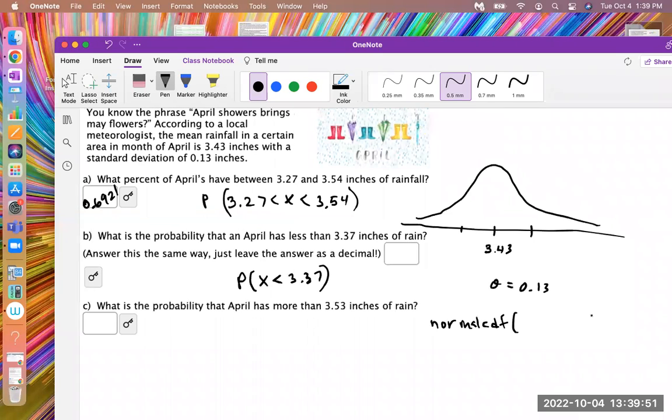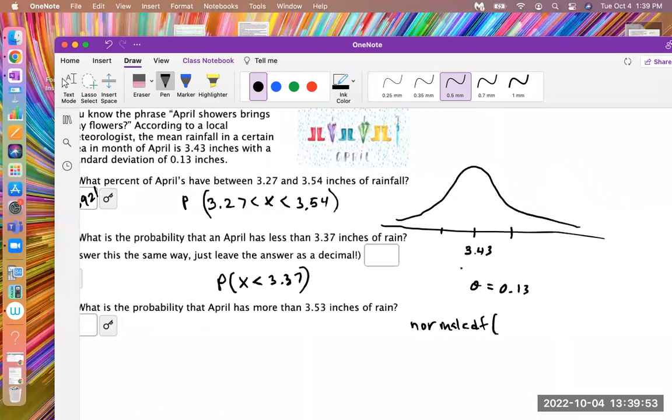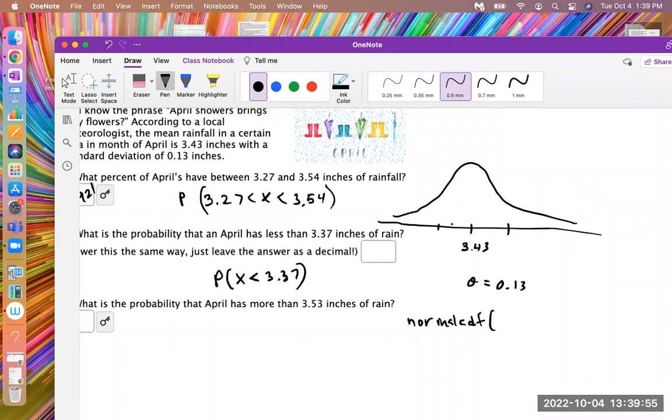And if you were doing this on your TI-84, first we would draw the picture. So 3.37 is a little bit over here to the left of the mean, and it's smaller than 3.43. The probability that it's less than 3.37 covers the numbers to the left here. So the shading starts at negative infinity here.